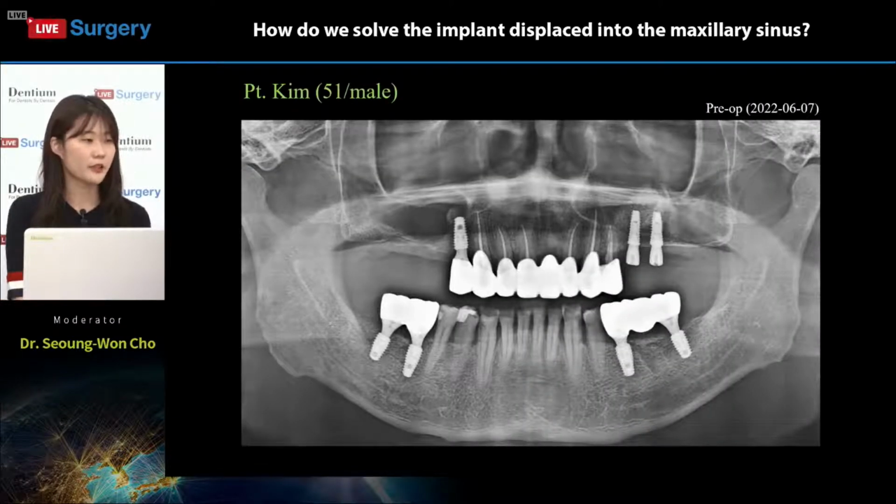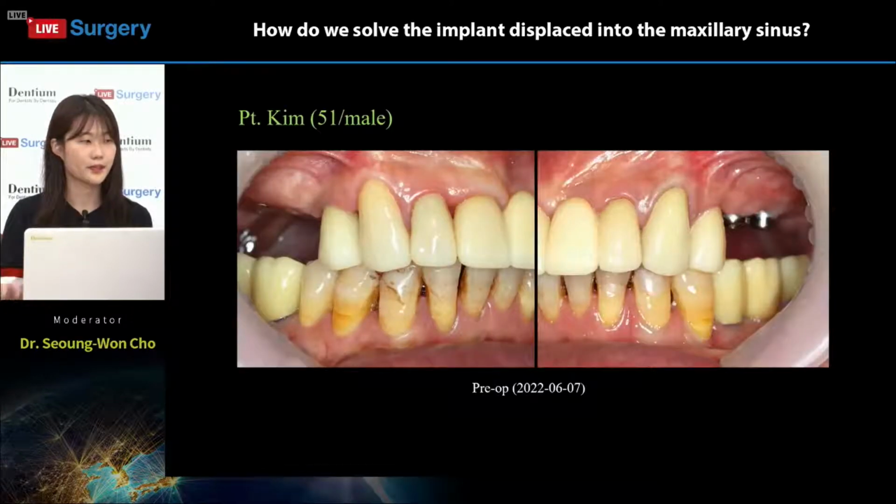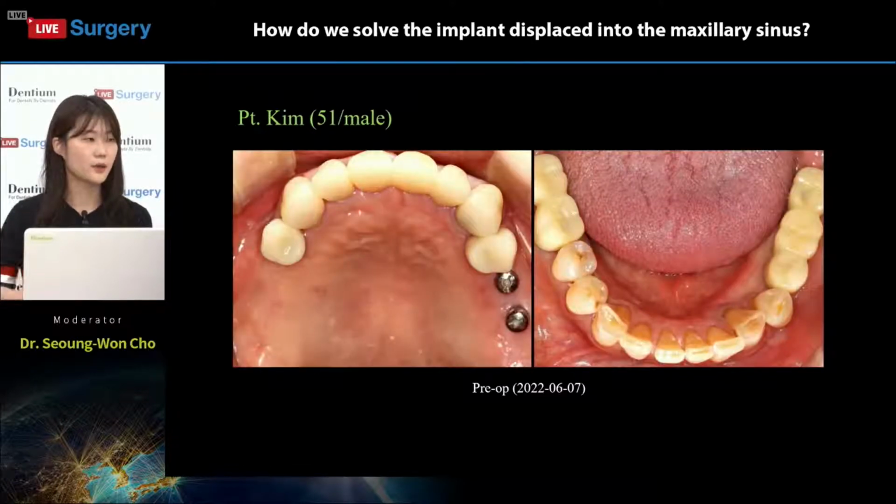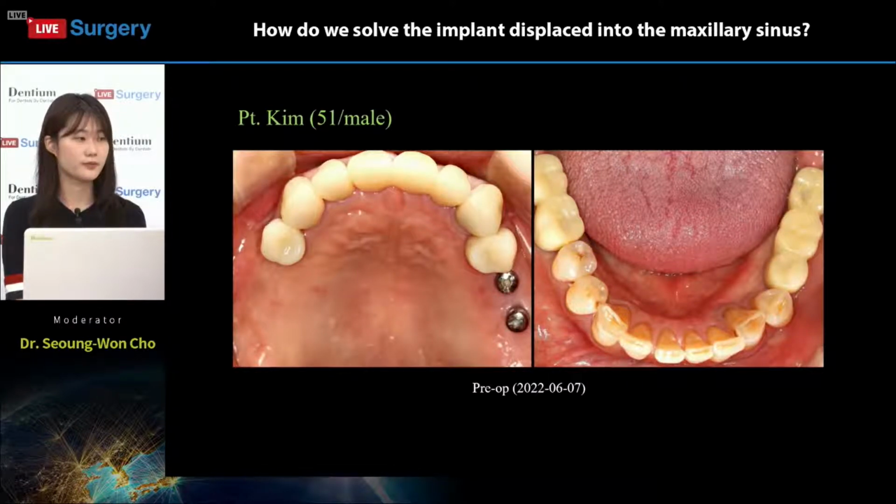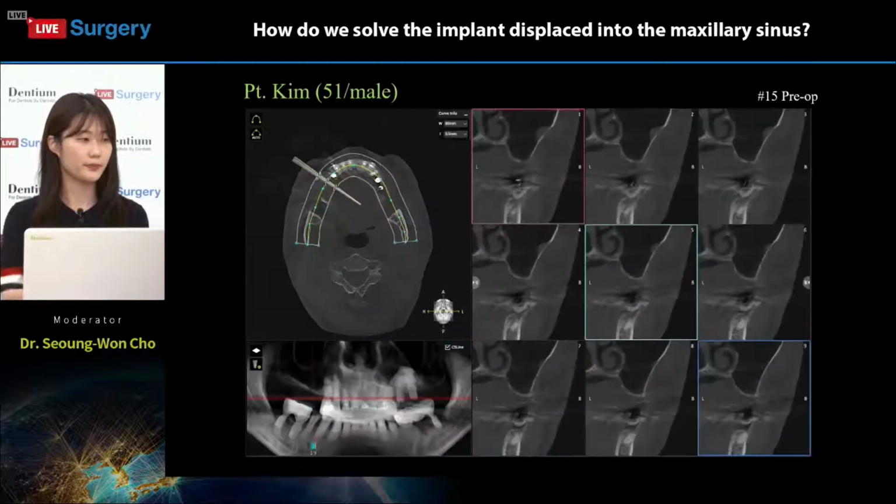We will now be looking through the preoperative images of the patient. This is the panoramic image of the patient. As you can see, there's no sign of inflammation on the right maxillary sinus. These are the intraoral photos of the patient. They are showing the right and the left side respectively. Also, the upper and the lower side of the intraoral space is shown.